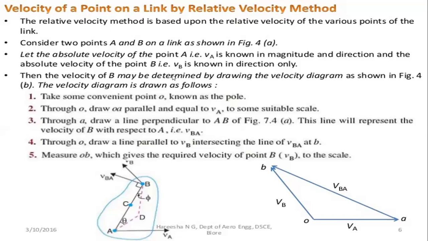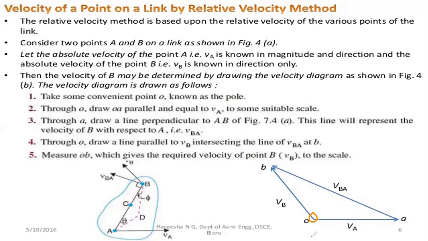So first point, take some convenient point O known as the pole. I am taking the convenient point as O, which is known as the pole position. So this is the convenient point O.